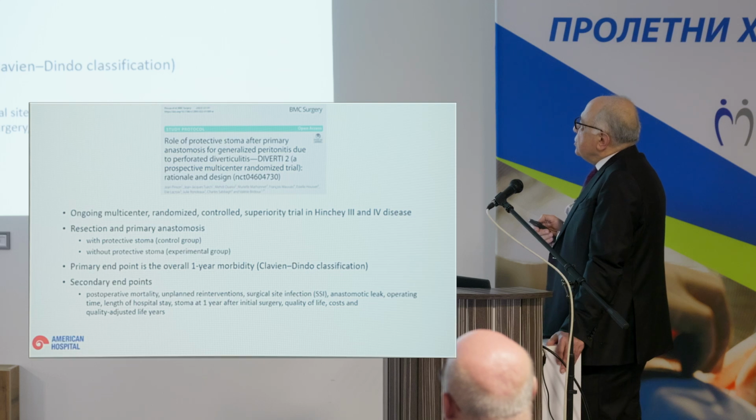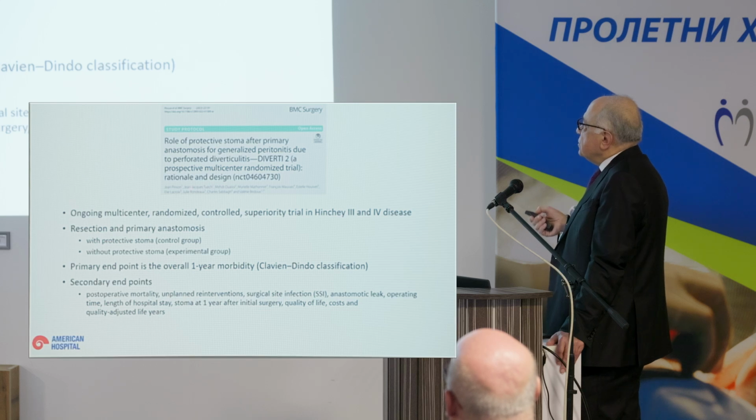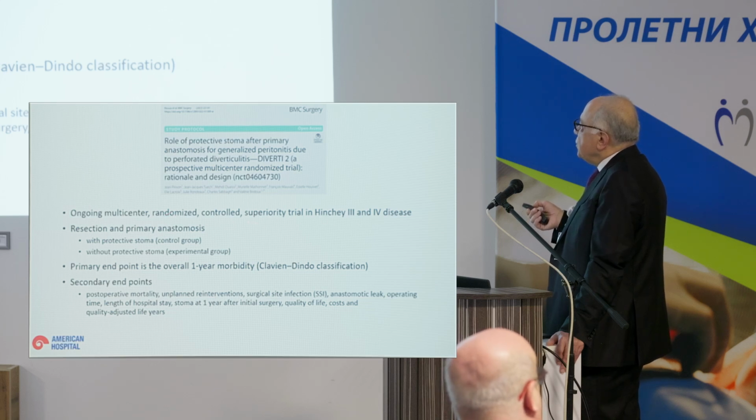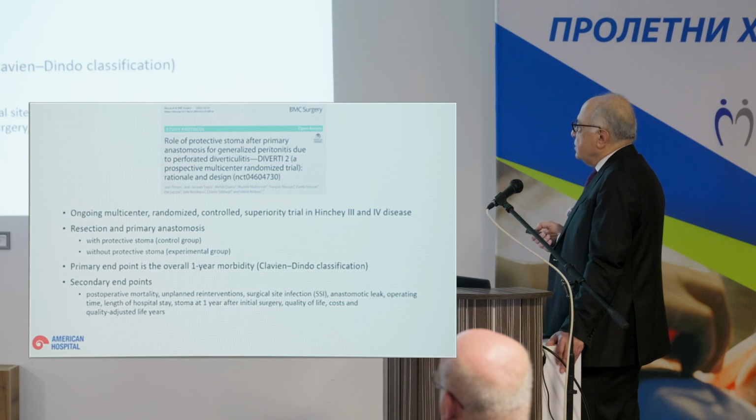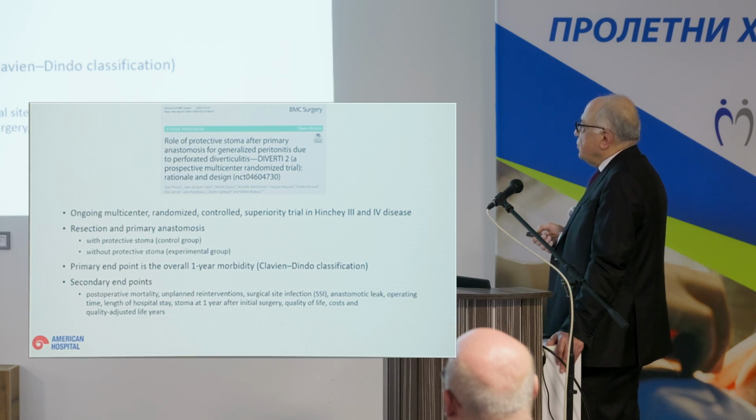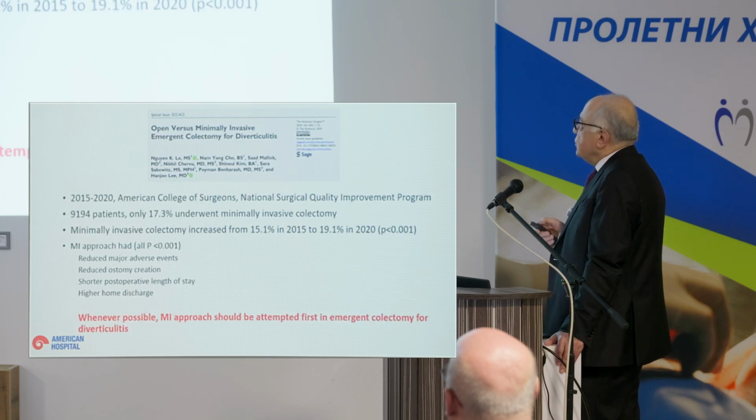There is a new randomized controlled trial which has started in France, a prospective multi-center randomized trial, the DIVERTI-2 trial. In this trial, the authors will look at superiority in Hinchey 3 and 4 disease, with resection and primary anastomosis with a protective stoma as the control group and without a protective stoma as the experimental group. The primary endpoint is overall 1-year morbidity. There are a lot of secondary endpoints, and we will have the results, I think, this year or next. This will give us important information about diverting stoma in resection and primary anastomosis in complicated diverticulitis.